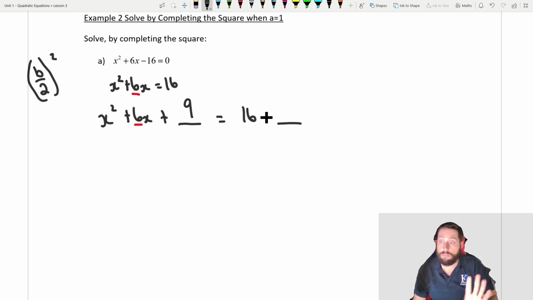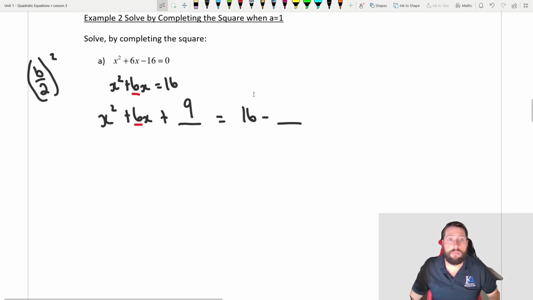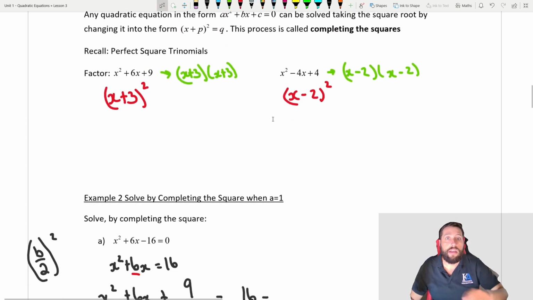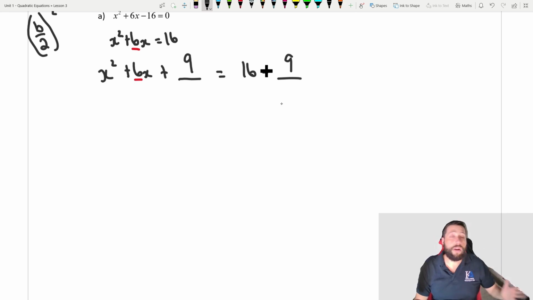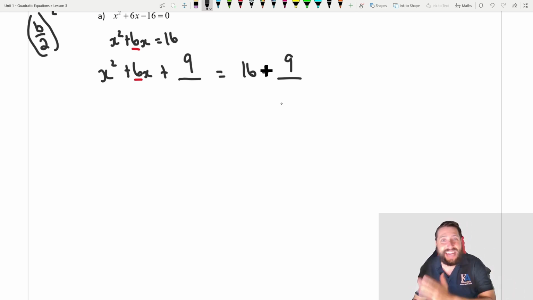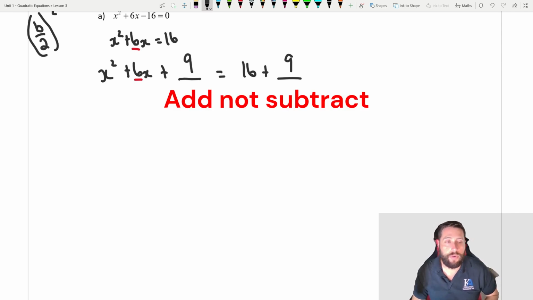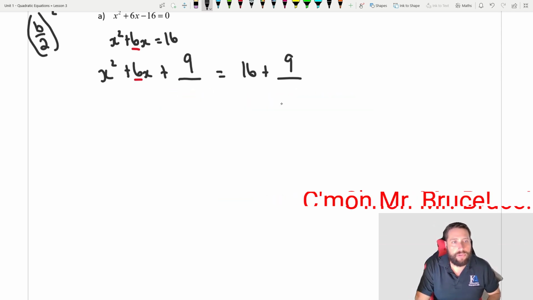If we recall, real quickly, if we go back up to the past example, it gives us a perfect square trinomial, x squared plus 6x plus 9. So essentially that's what we're doing. We're creating a perfect square trinomial by completing the square. Whatever we do to one side, we have to do to the other side. So since we added 9 to one side, we need to add 9 to the other side. Okay? So now we have x squared plus 6x plus 9.